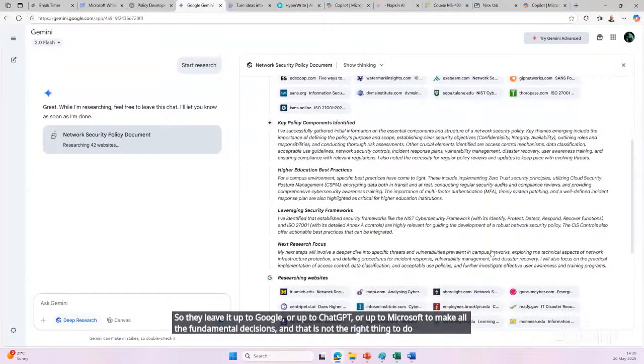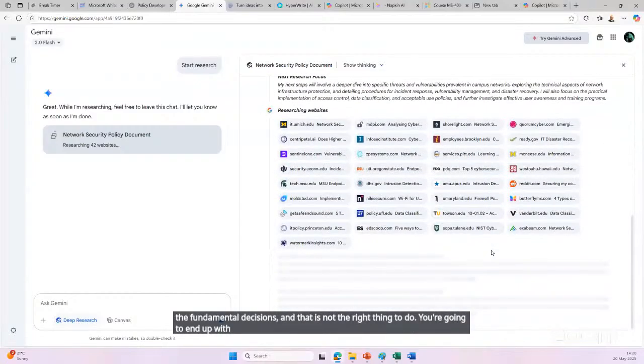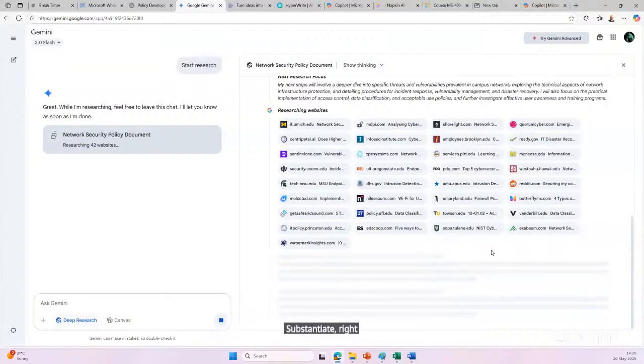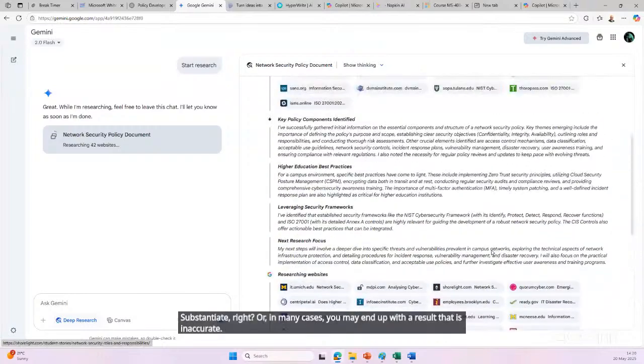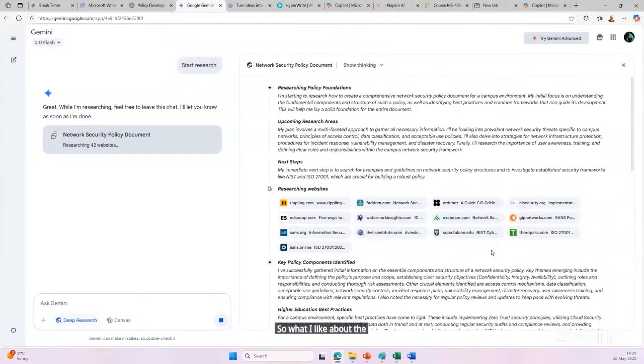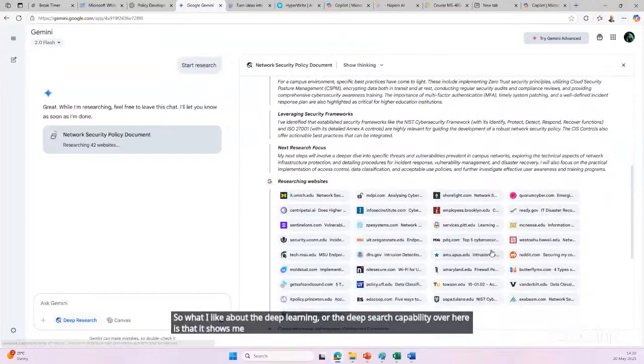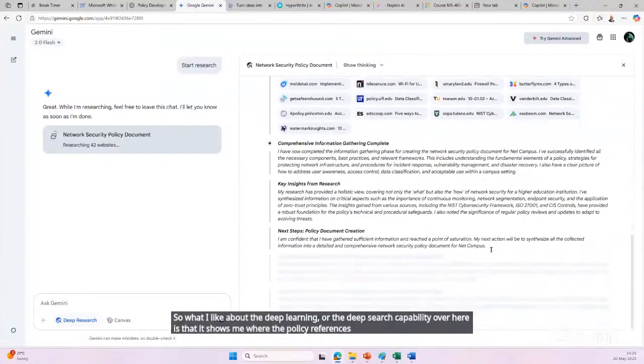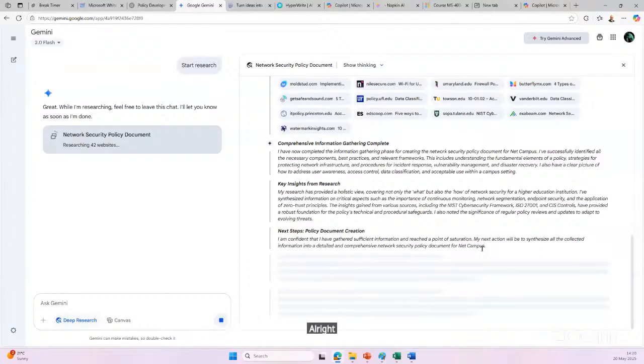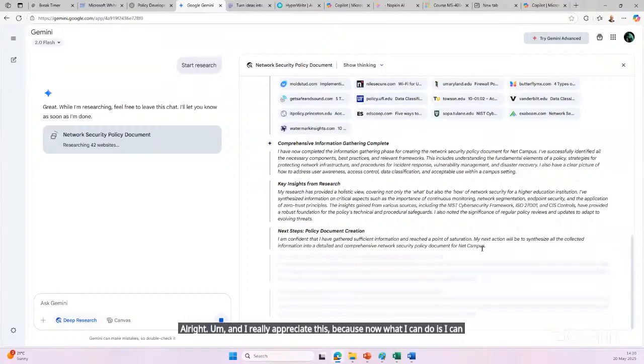You're going to end up with a result that you cannot substantiate, right? Or in many cases, you may end up with a result that is inaccurate. So what I like about the deep search capability over here is that it shows me where the policy references are going to come from. All right. And I really appreciate this because now what I can do is validate before I do my presentation. But let's imagine for a moment we have gone and validated.